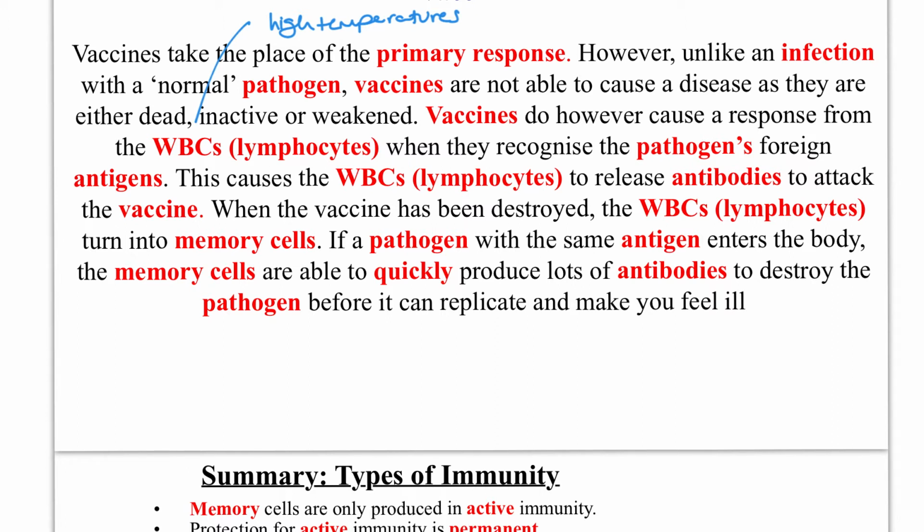Vaccines do, however, cause a response from the white blood cells when they recognize the pathogen's foreign antigens. This causes the white blood cells to release antibodies that attack the vaccine. And remember, we talked about how antibodies attack the pathogen. They bind on to the antigen, and they can attract phagocytes, or they can directly kill the pathogen by breaking holes in its cell wall, causing it to burst. When the vaccine has been destroyed, the white blood cells turn into memory cells. These memory cells provide long-term protection because they will trigger the secondary immune response later on.